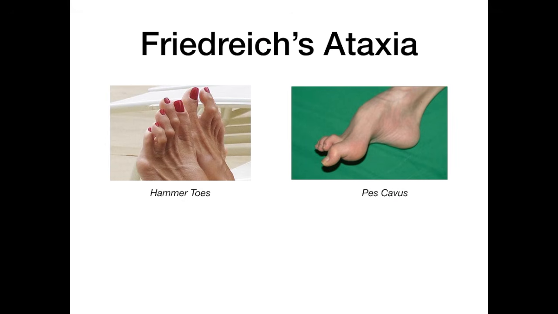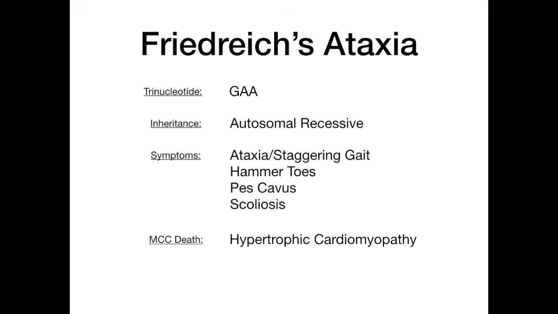So you have to be able to associate all of these symptoms with one another. Hammer toes kind of look like exactly what the name describes. Your toes are just popped up like little hammers. And pes cavus is an increased arch of the foot. So those are the physical findings of Friedreich's ataxia.